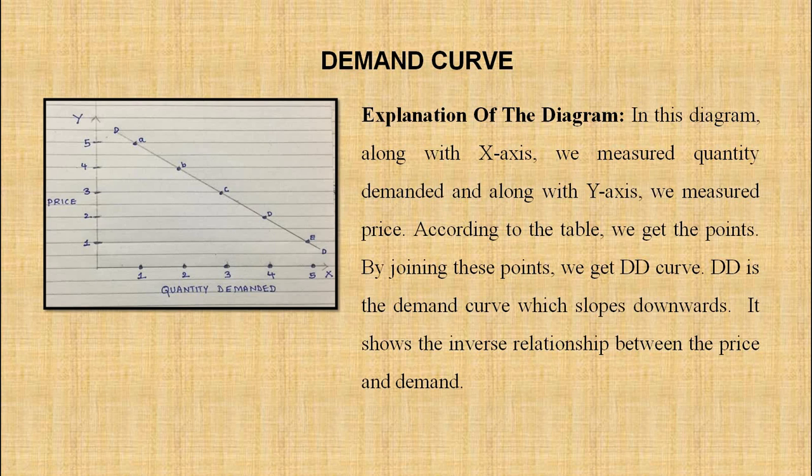It's really very simple. There is no need to break your head. Just look at the diagram, simple way the straight line is coming. You have to give the name DD. It is a demand curve which slopes downward. It shows the inverse relationship between price and demand. That is, higher the price, lower is the demand, lower the price, higher is the demand.